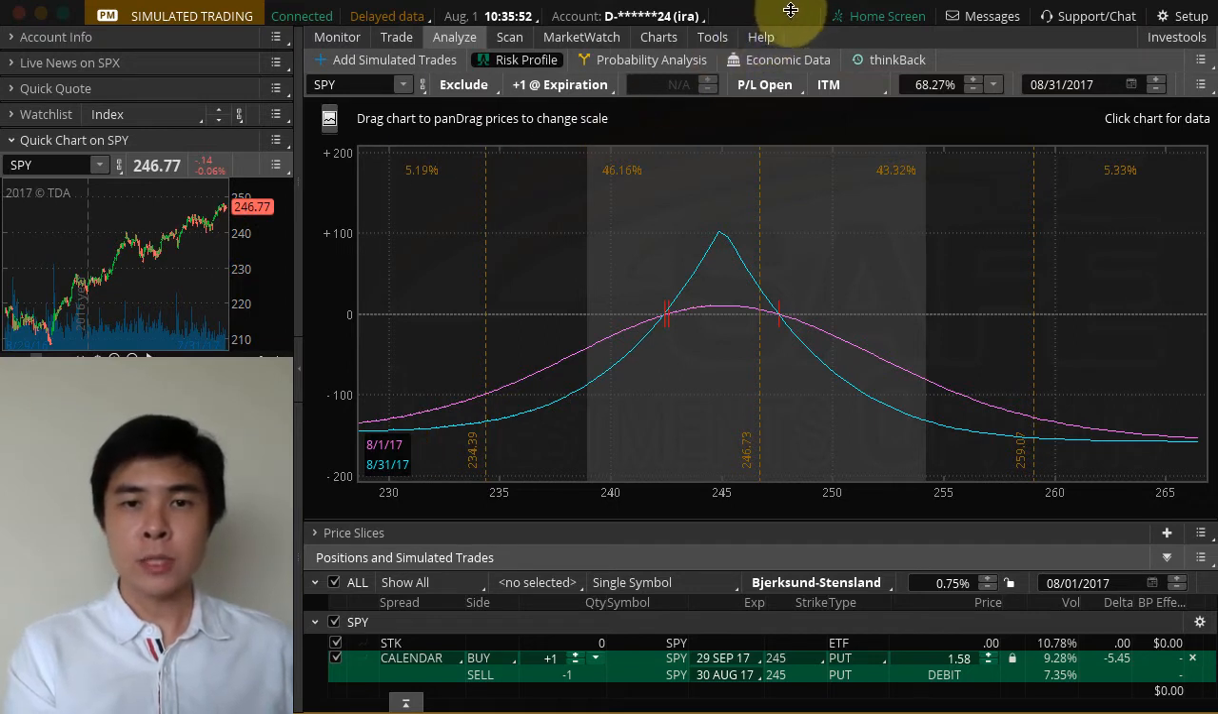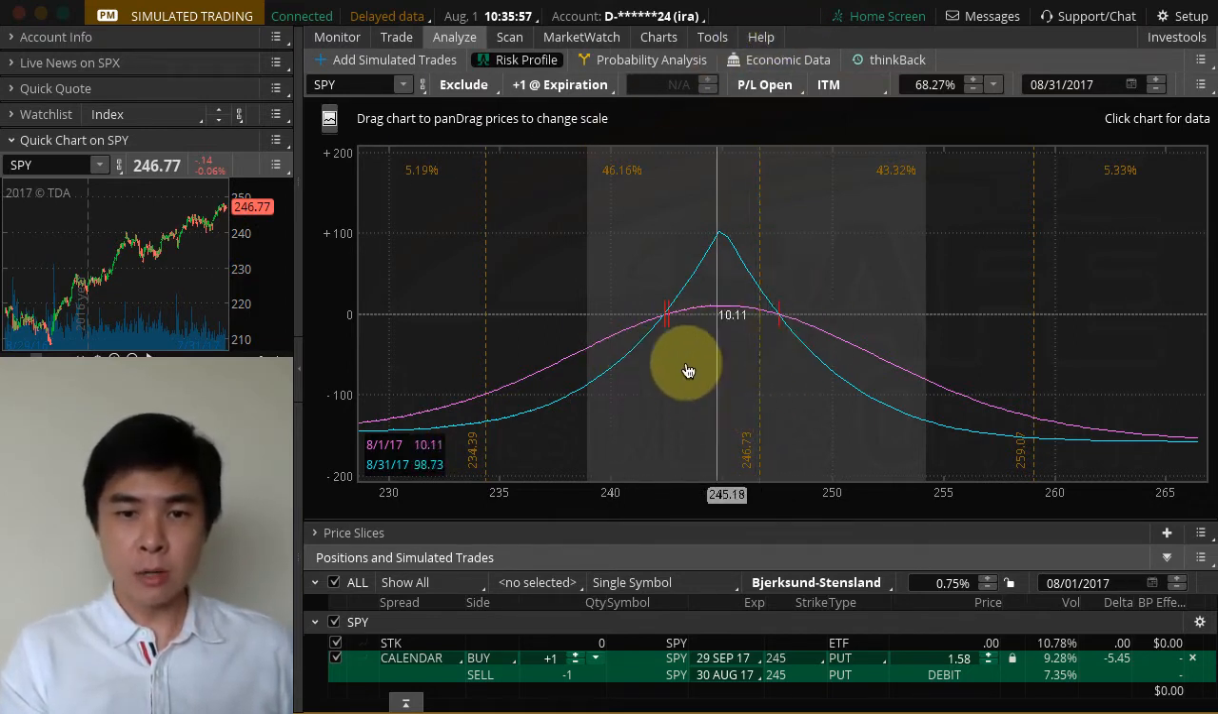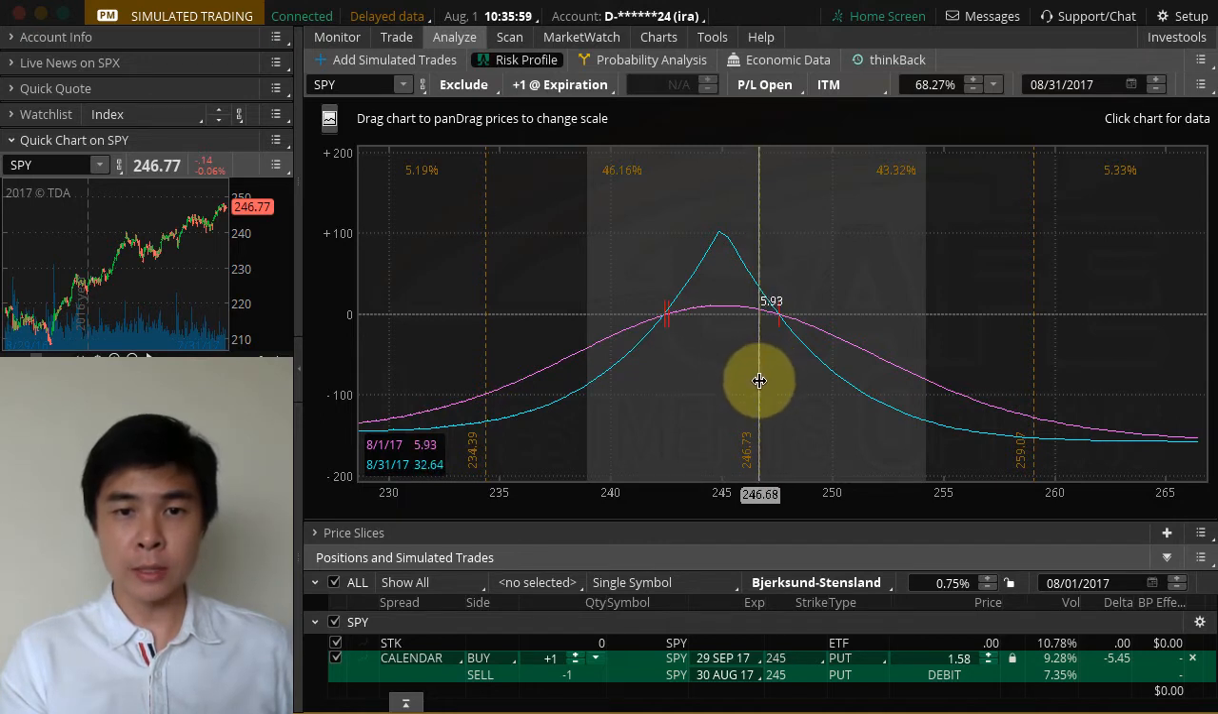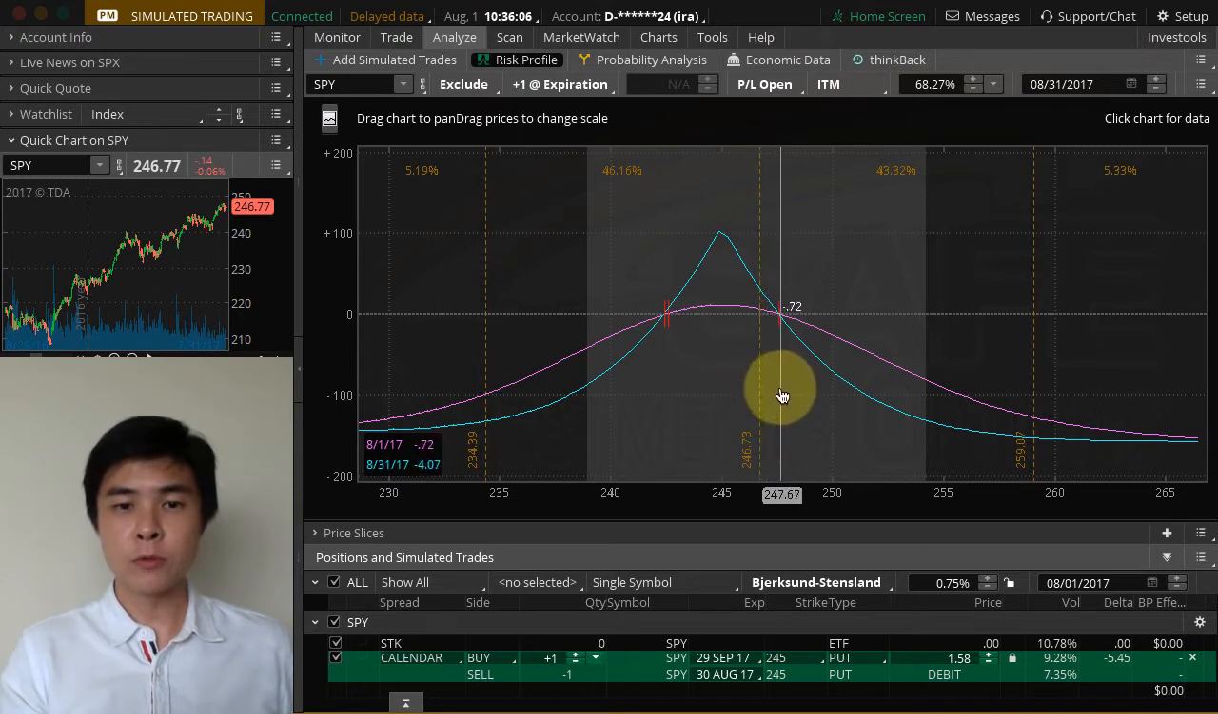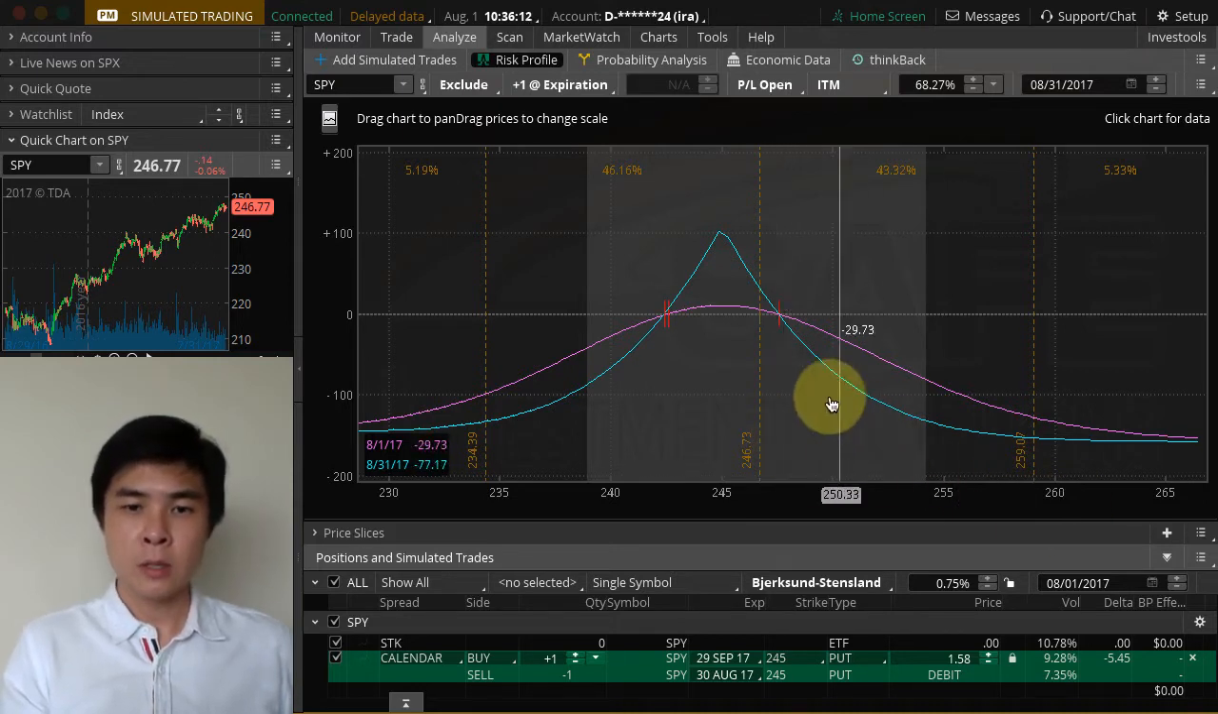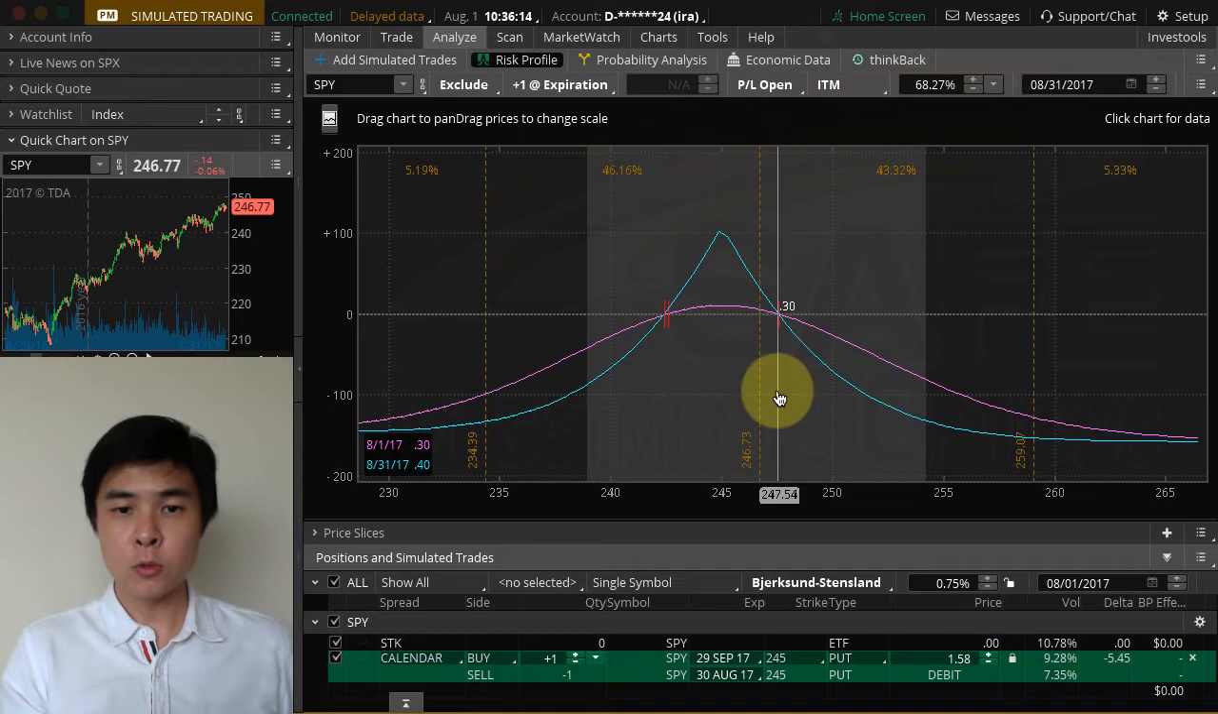Alright, so let's take a look over here at our calendar spread. This is our calendar spread, and currently we are over here. Let's take a look at how it performs if it goes up. The moment it goes up to about 248, in fact it goes to 248, within today, this trade will actually make a loss. It will start to hit the break-even point.